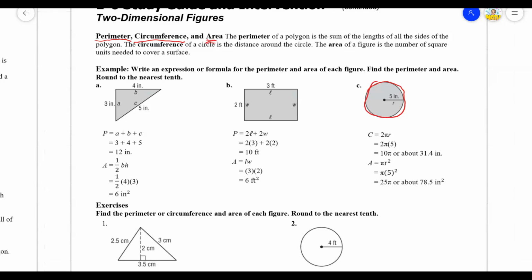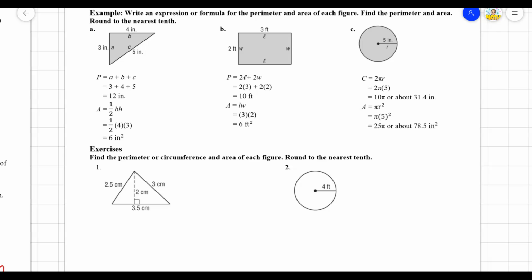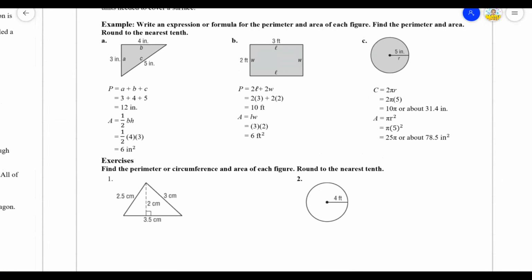So two pretty practical applications of geometry that you see here. Perimeter, if you wanted to build a fence around a certain amount of land, that would be a perimeter situation. If you wanted to carpet or paint, that's an area situation. So very practical to be able to count these.